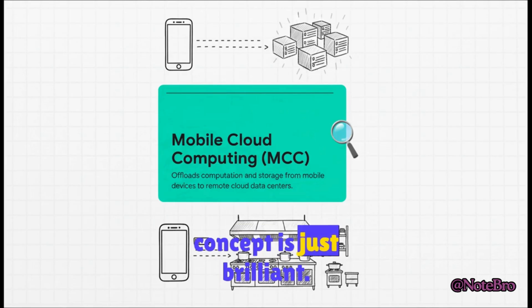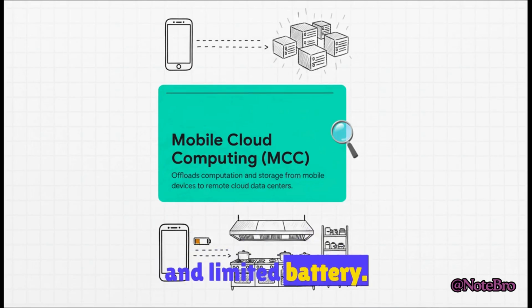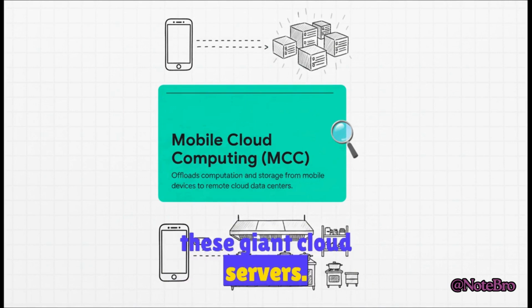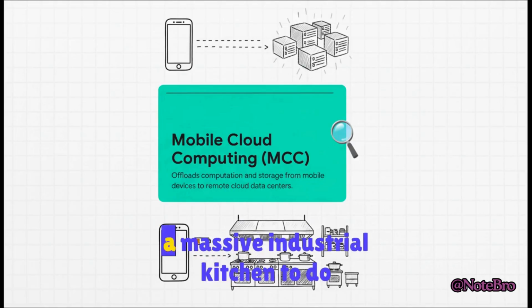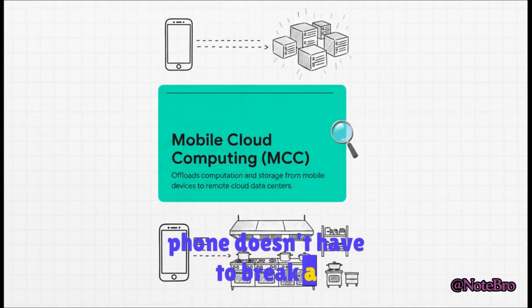And the concept is just brilliant. Your phone has limited power, right? And limited battery. So for the really tough jobs, it just offloads the work to these giant cloud servers. It's like your app is renting a massive industrial kitchen to do all the heavy cooking, so your phone doesn't have to break a sweat.